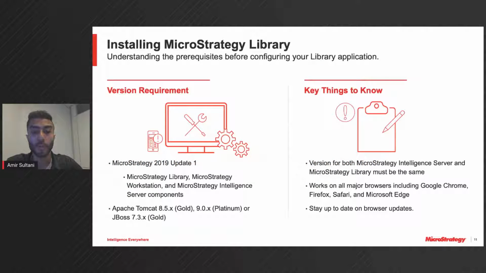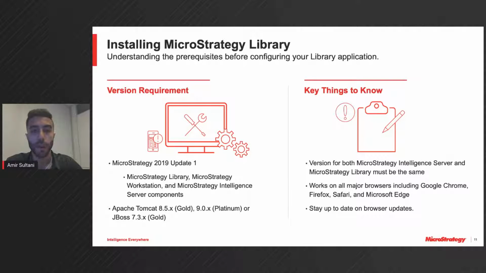Now, before we go into the details of installing and configuring MicroStrategy Library, we'd like to discuss its prerequisites. Without these requirements in place, the application cannot be deployed or used. As a result, the most important thing to note is that MicroStrategy 2019 Update 1 is the minimum version required for MicroStrategy Library. The certified Apache Tomcat configurations are 8.5.x and 9.0.x, in addition to JBoss 7.3.x.